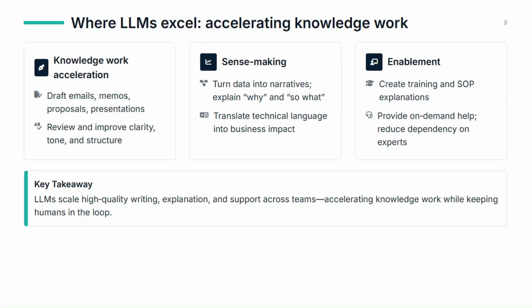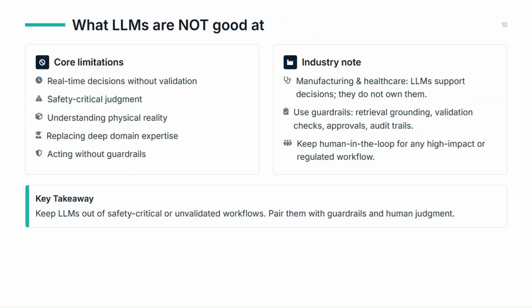So let's talk about what LLMs are not good at. Equally important is understanding where LLMs should not be used. They should not make unvalidated real-time decisions. They should not operate in safety-critical or regulated workflows without oversight. They do not understand physical reality or consequences in manufacturing, healthcare, or finance. LLMs support decisions. They do not own them. They do not take decisions. Decision-making is with humans.